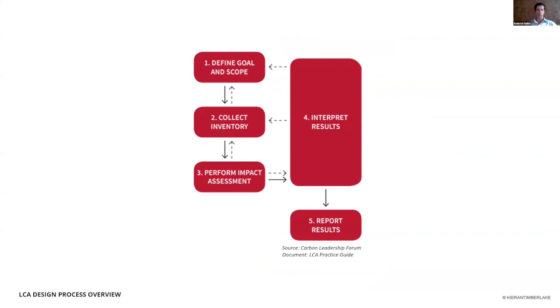Then the second piece is collecting inventory. That's understanding how much stuff you have, all these materials, actually what's the quantity of them, theoretically. And then you actually have to assess the impact, and then you're going to get results from that. And then you want to analyze those results and then probably feed back into a process where you once again create a new question and define a goal and scope.